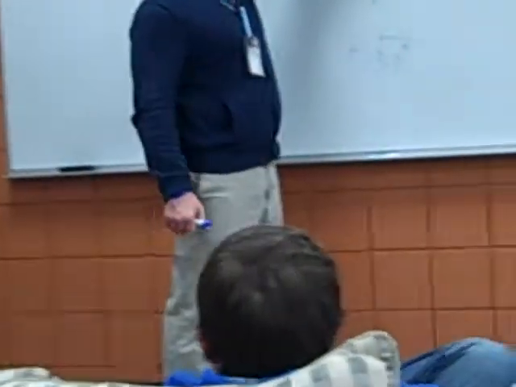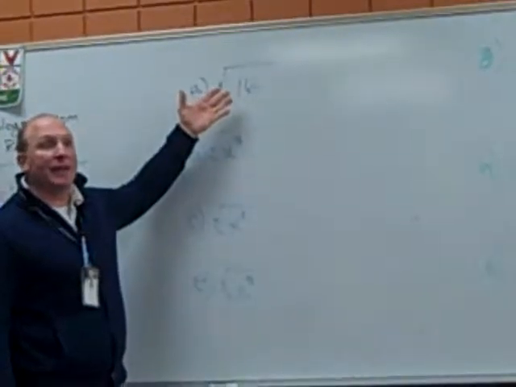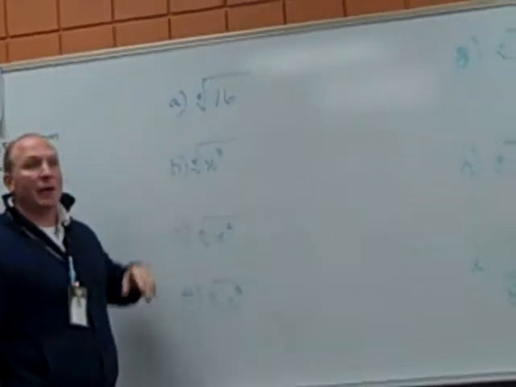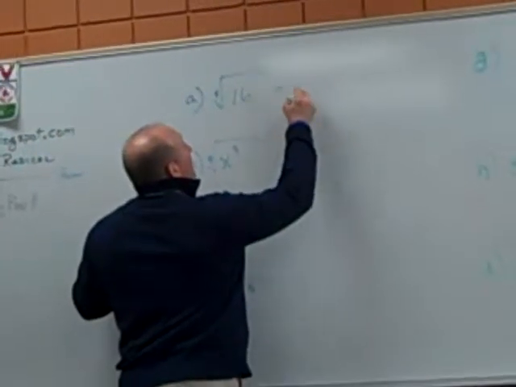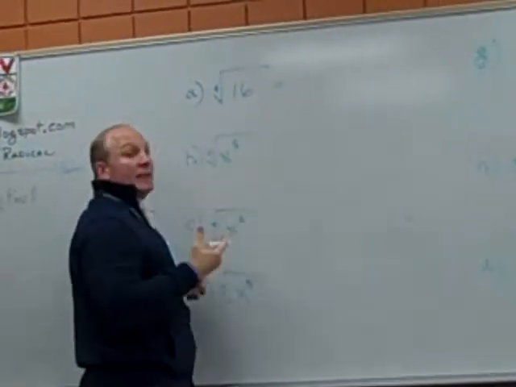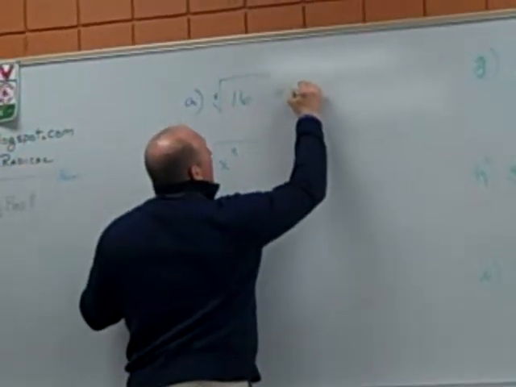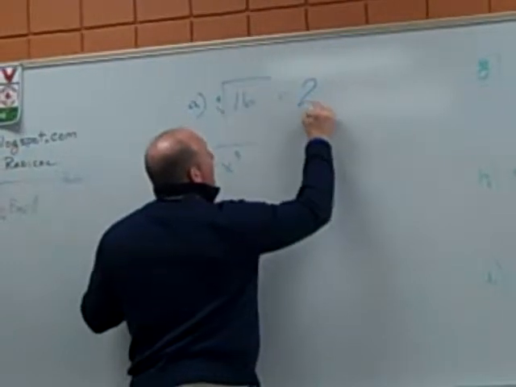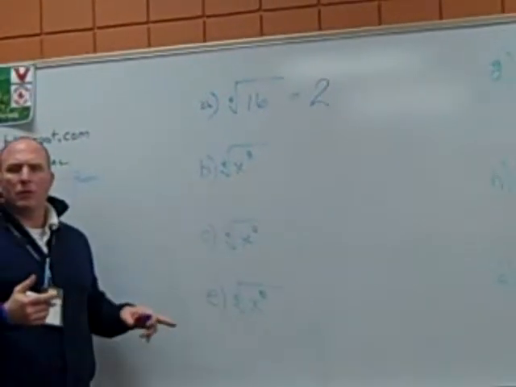All right. So, ladies and gentlemen, if I give you this, letter A, and I say, hey, give me the solution. Can you do it? Yeah. You can rewrite it. The fourth root of 16, you're asking what times itself four times will give you 16. And everybody in the room knows that is? Two.